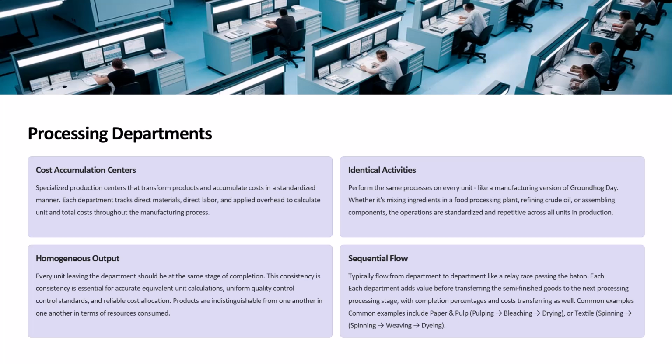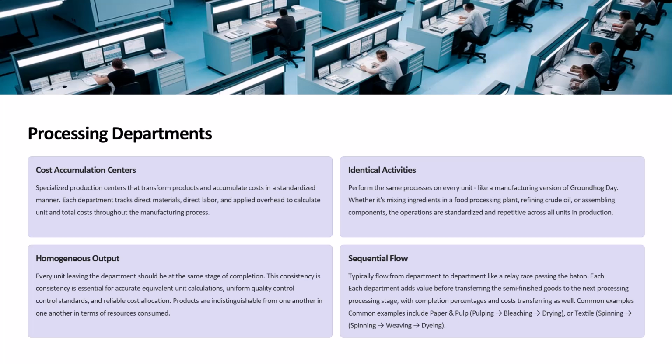Slide 4, Processing departments. Processing departments are the beating hearts of process costing, specialized production centers that transform products and accumulate costs in a standardized manner. These aren't just random work areas. They're precisely defined cost pools where materials, labor, or overhead are systematically added to every unit passing through.